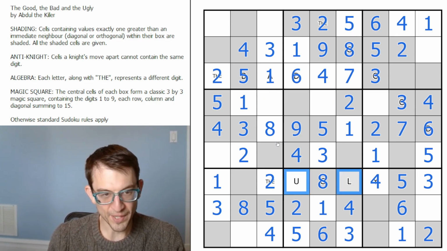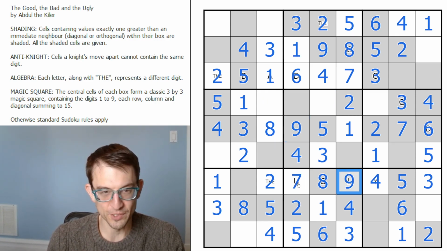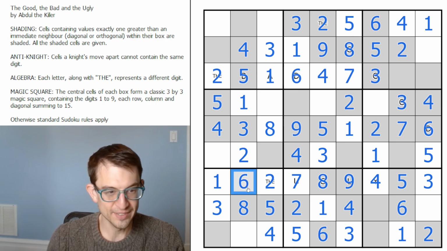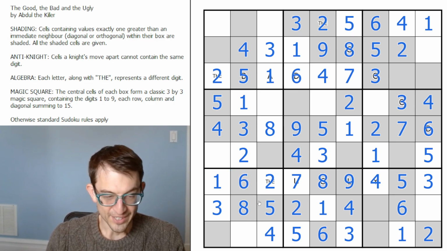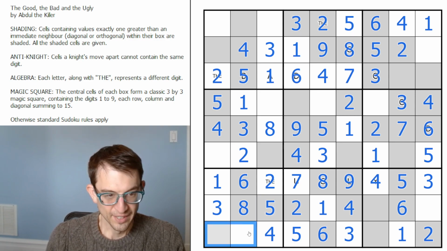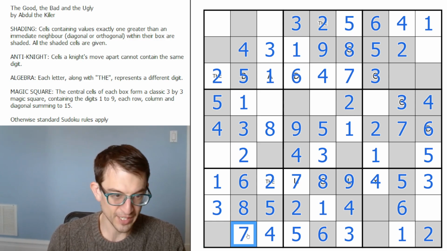Here we've got a 7-9 pair. I see the 9 here. That tells me which is which. This row is basically done. The only thing missing is a 6, and the shading is correct. I have 7 and 9 here. This can't be 9, so it has to be 7 by the shading rule.